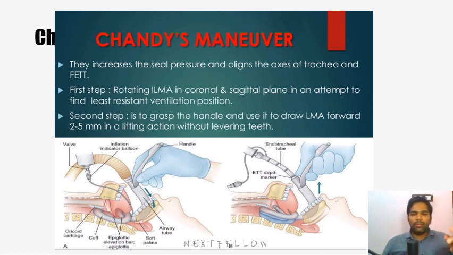So there are two steps. After inserting the LMA, first you tilt the LMA side to side and then you tilt the LMA up and down so that the correct position is obtained. Then you see whether the LMA is in position. After that you insert the endotracheal tube. This is called Chandy's maneuver. Nothing else. You just remember the name Chandy's maneuver. This can be asked as an MCQ.